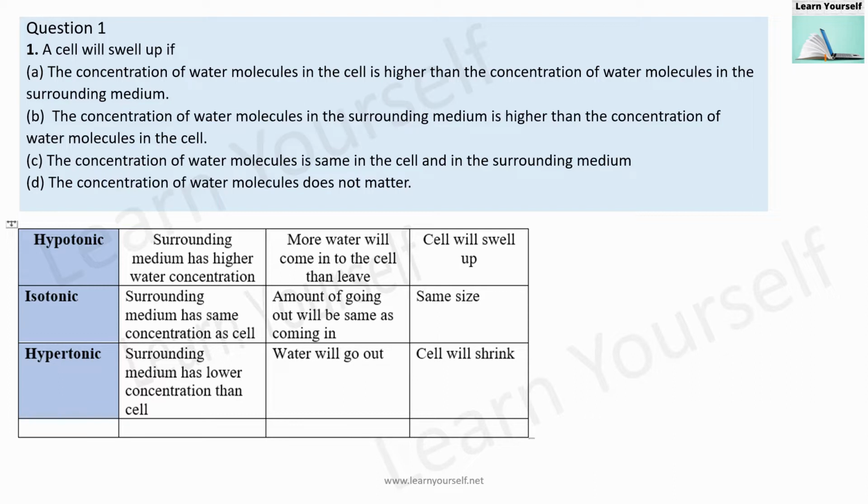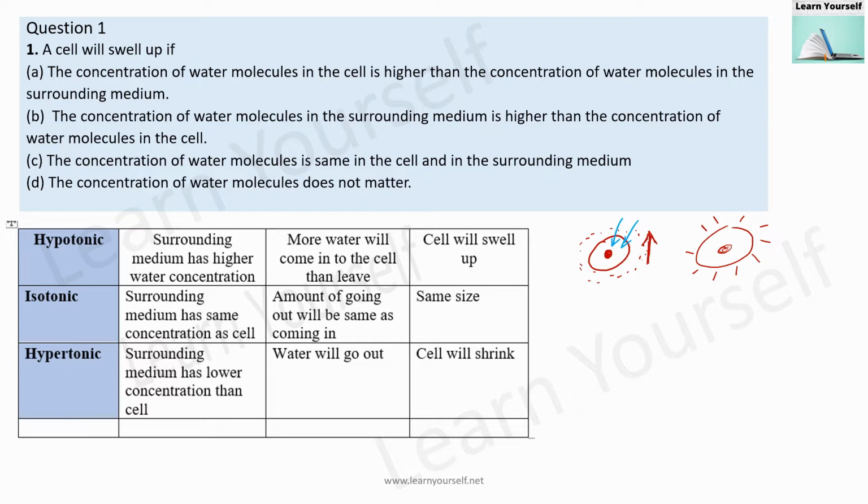So here we have to understand these three different situations: hypotonic solution, isotonic solution and hypertonic solution. Let us understand one by one. If this is a cell, as per the hypotonic solution, the surrounding medium has higher water concentration compared to the concentration within the cell. So what will happen is more and more water will come inside, and as a result the cell will swell up because from the surrounding medium the water has come inside. So that's why the cell will swell up in hypotonic solution.